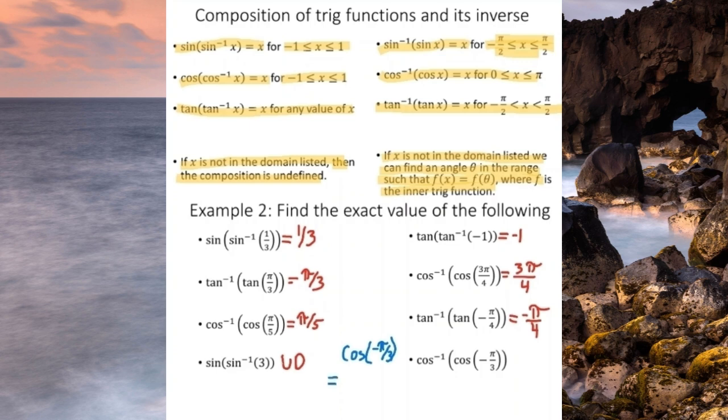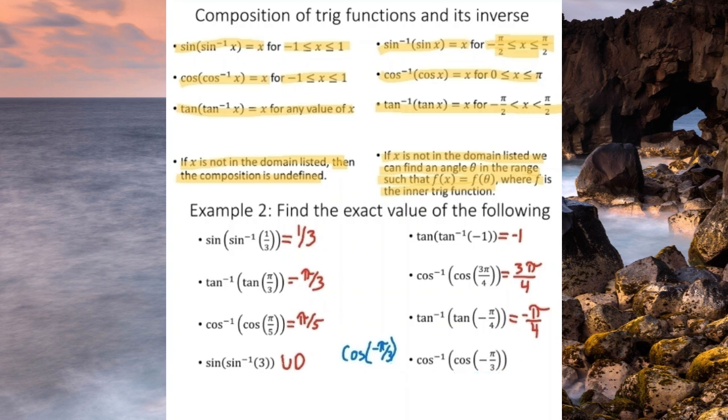Recall, cosine is an even function. So cosine of negative pi over 3 equals cosine of pi over 3. So cosine inverse of cosine of negative pi over 3 is equal to cosine inverse of cosine of pi over 3. Now I can apply my property from above. And cosine inverse of cosine pi over 3 would equal pi over 3.